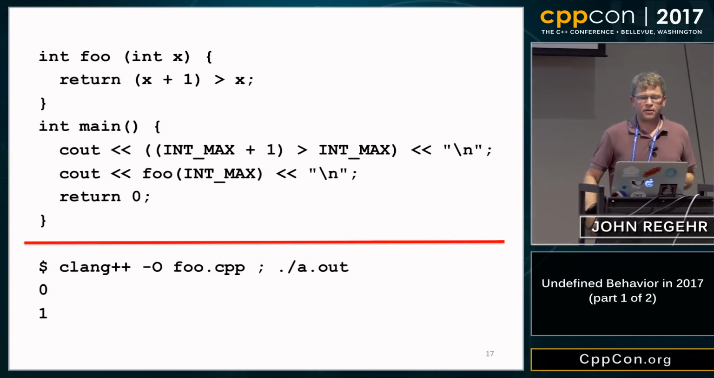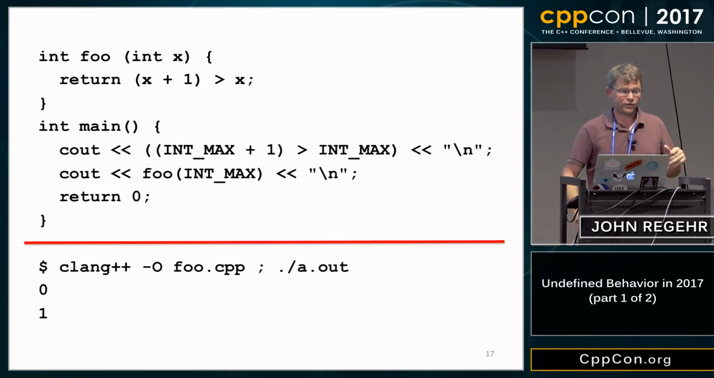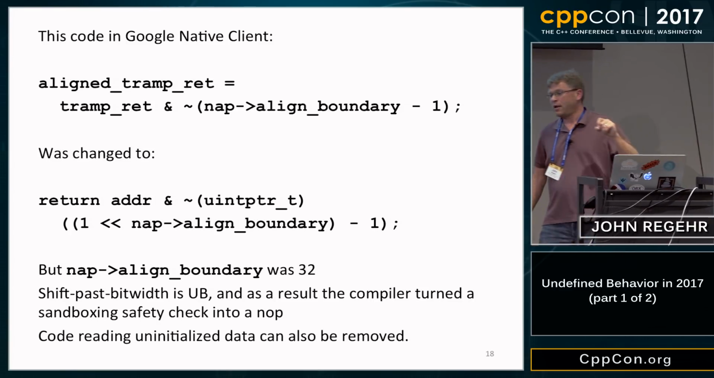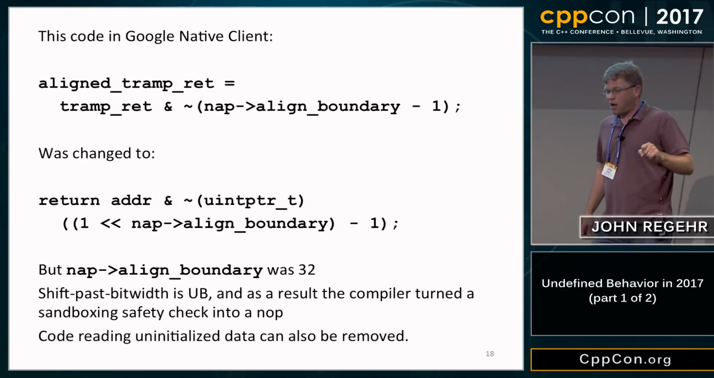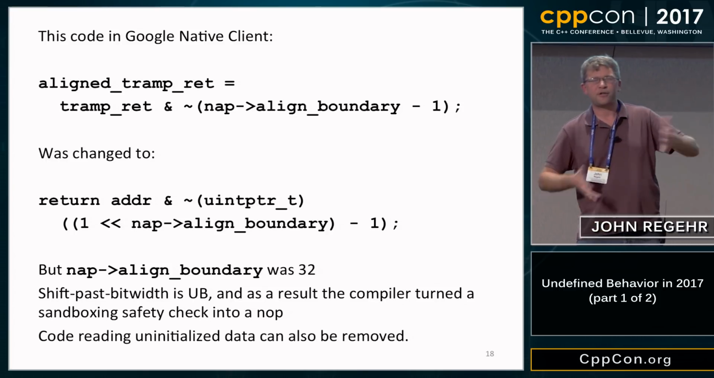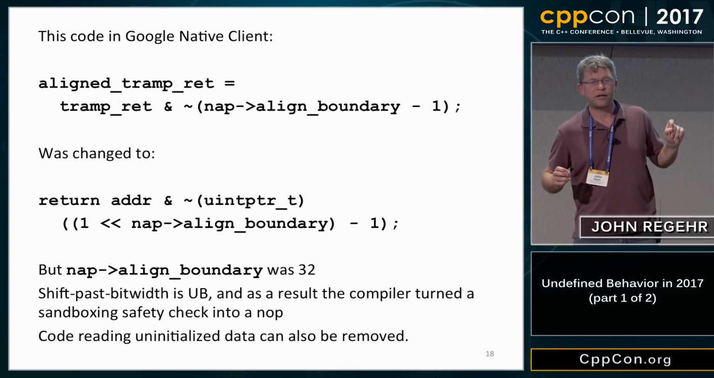So that's kind of a fakey example. It's not necessarily very interesting realistically. So here's one that may be more interesting realistically. Here's an integer overflow caused by shifting too far that was in an old version, maybe 10 years ago or so, of Google Native Client.